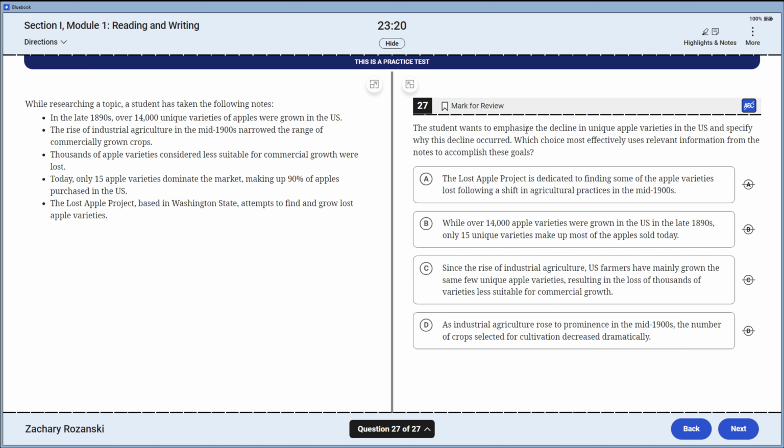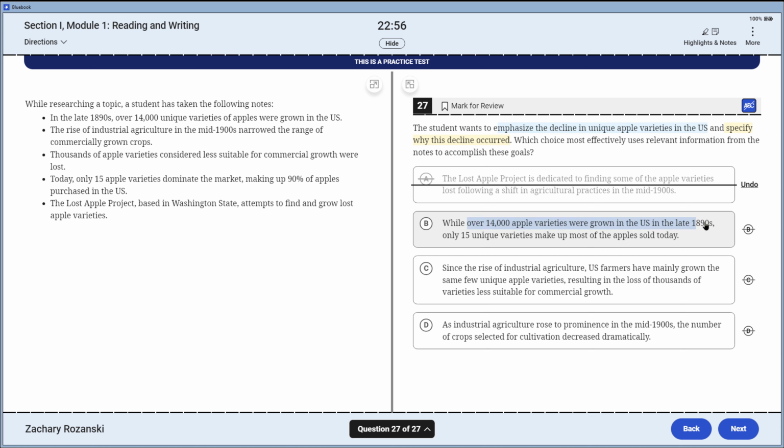A gets my pick. I've got two demands in this. I want to specify a decline in the unique apple varieties, and furthermore, additionally, moreover, I want to specify why this decline occurred. We've got this Apple project trying to find some of the apple varieties lost following a shift. It does a nice job here, but it doesn't emphasize the decline.